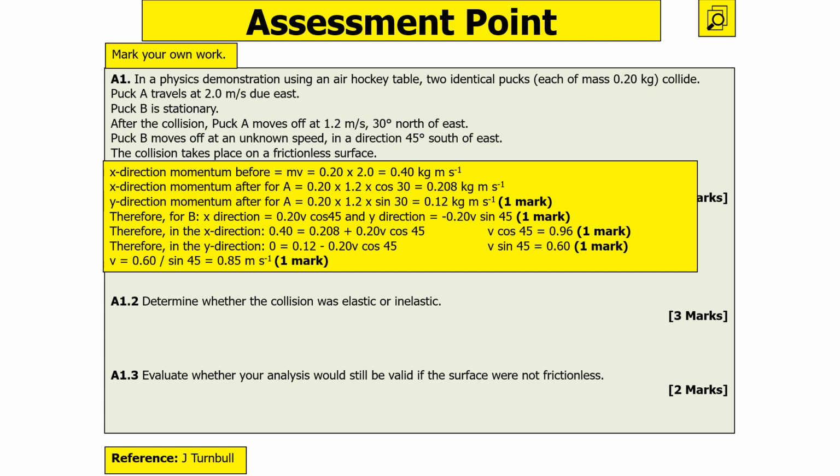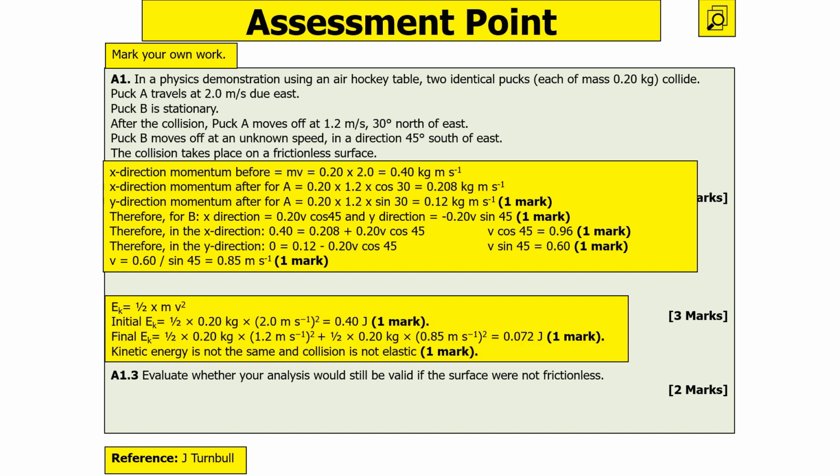So if we want to take that one, we can say v is equal to 0.60 over sin 45, so it's 0.85 meters per second. We know kinetic energy is a half mv squared. Initially, it's a half times 0.2 times 2 squared, 0.40. Afterwards, we work it through for the two different pucks. So it's a half times 0.20 times 1.2 squared, plus a half times 0.2 times 0.85, the answer to the previous question, squared. So equals 0.072. The kinetic energy is not the same, so the collision is not elastic.